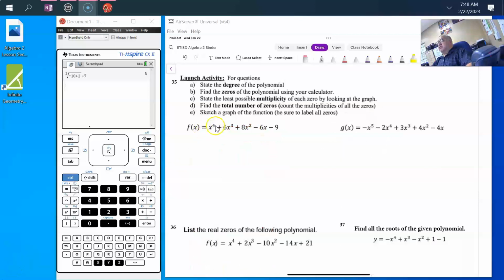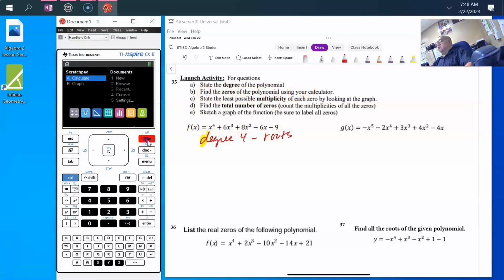So I have x to the 4th plus 6x cubed plus 8x squared minus 6x minus 9. It says state the degree. The degree is 4, so we know that it's quartic. And we know there are 4 roots, right? There are 4 roots. So find the zeros of the polynomial using your calculator.